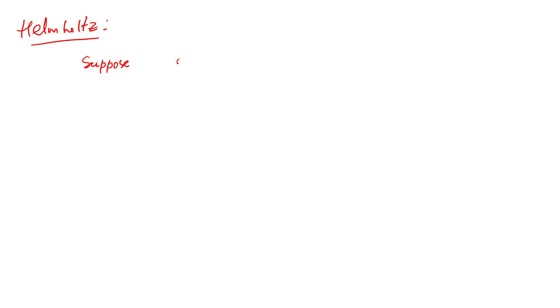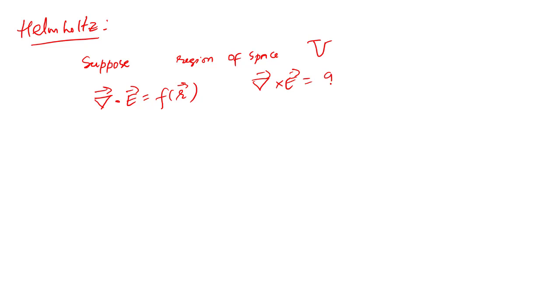Suppose you have a region of space indicated by a volume V. Within this volume V, suppose you define del dot E as some function f of r in general, and curl of E as a function g of r in general. These are defined in volume V.